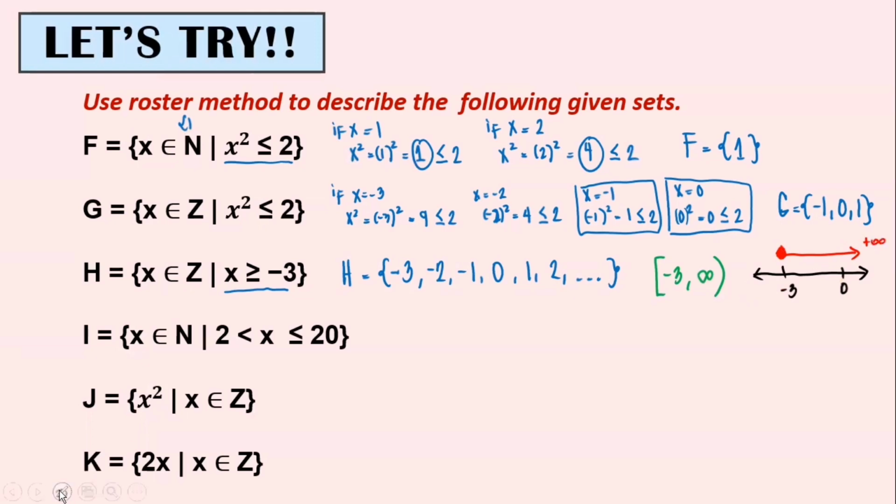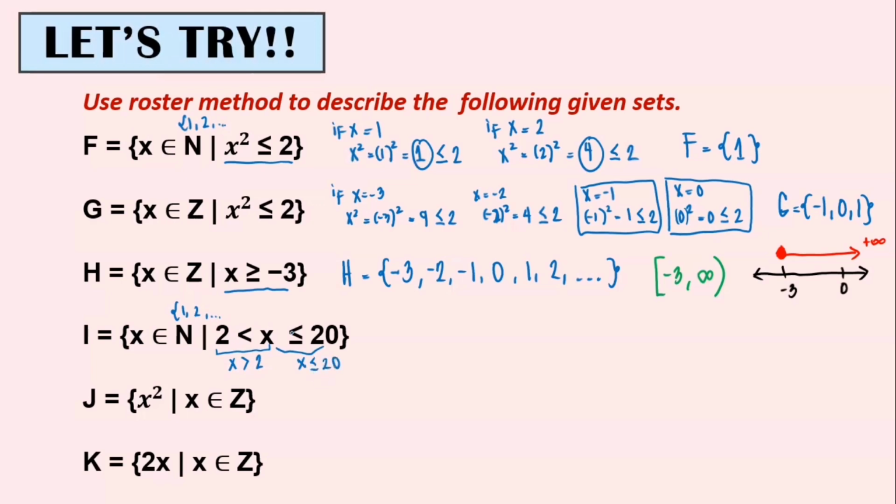Okay? Next, letter I. Ang I natin, set I, set of all natural numbers. Again, natural numbers, nag-i-start sa 1. And then, ang x daw natin ay, paano nga natin ito binabasa? Ito po ay x is greater than 2. Ito naman ay x is less than or equal to 20.